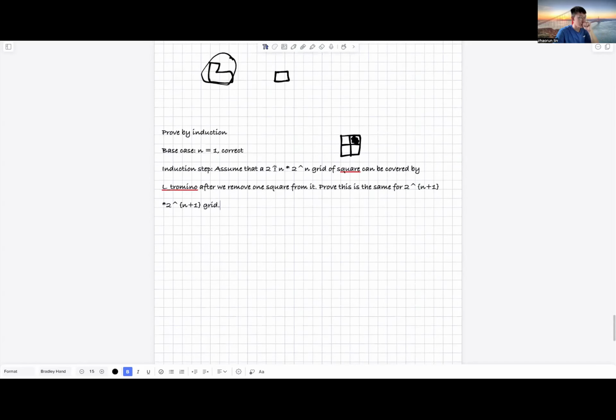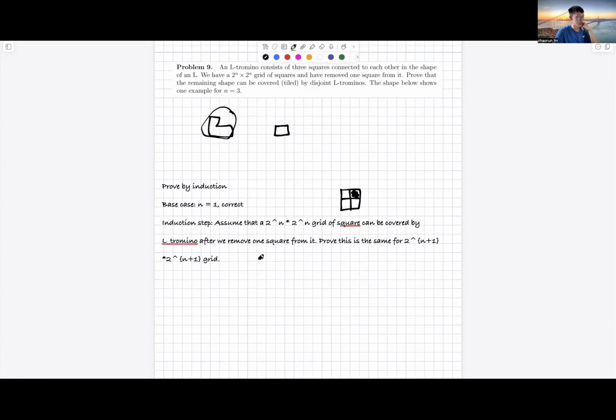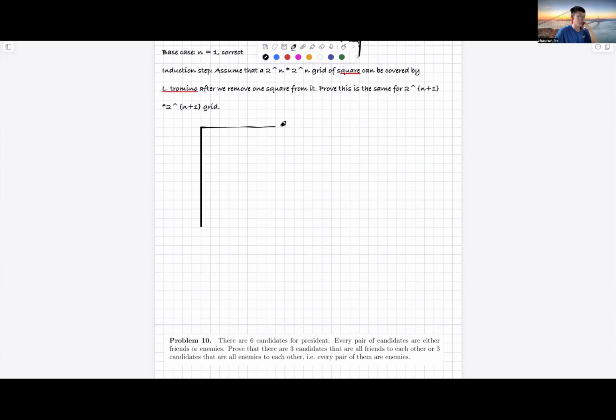So now let's look at the problem. For a 2 to the power of n times 2 to the power of n grid of squares, it can be covered by L-trominoes. We assume this. This is our induction hypothesis. And we prove that when n goes to n plus 1, it is also the same. So we can prove by induction. Let me draw a square.